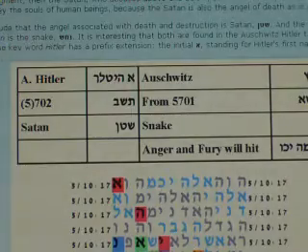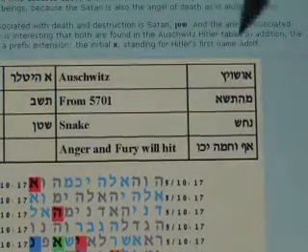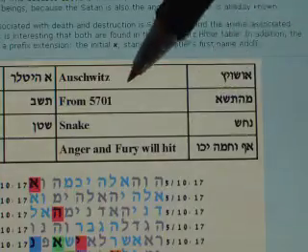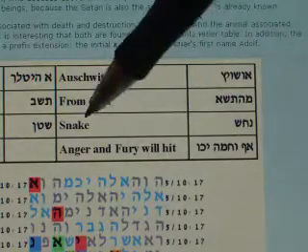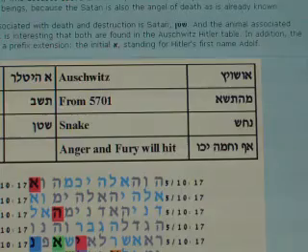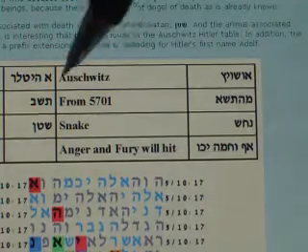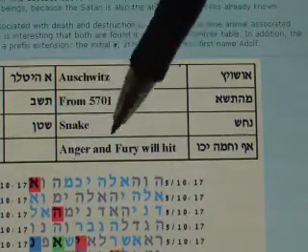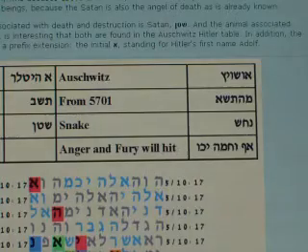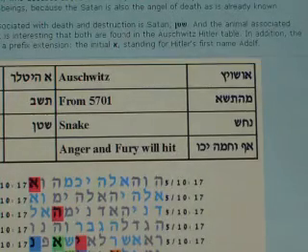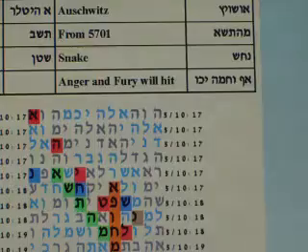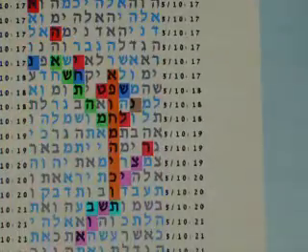Then you have also on this side Auschwitz and 701, and the snake, and anger and fury. Unbelievably, according to Kabbalah, this is the evil forces of anger and fury which caused all the troubles that happened to Jews. So let us see now the table by itself clearly.